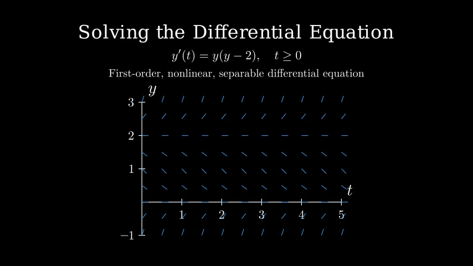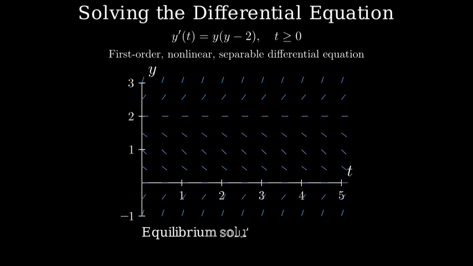Looking at this direction field, we can observe some interesting patterns. First, notice that when y equals 0 or y equals 2, the slopes are 0. These are called equilibrium solutions or critical points. Let me highlight these horizontal lines where y equals 0 and y equals 2. We can also see the behavior of solutions in different regions.